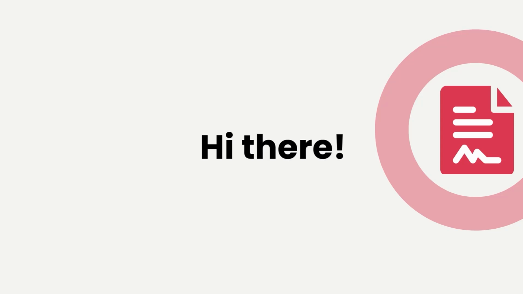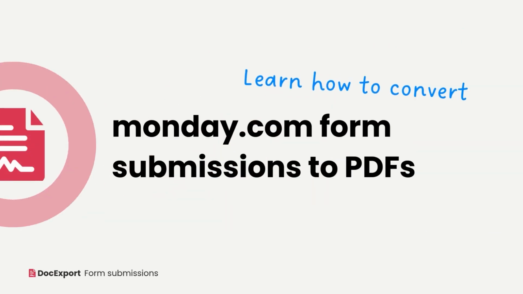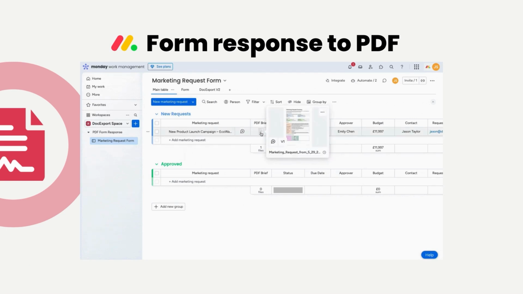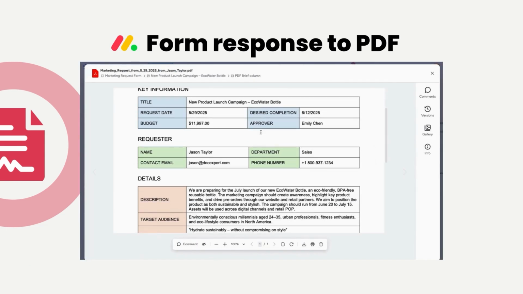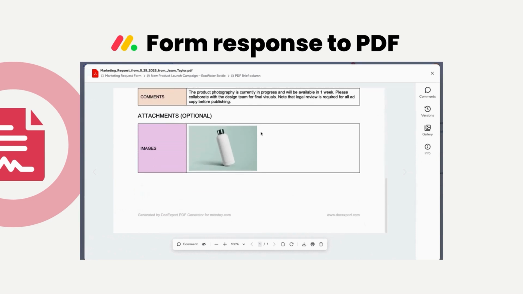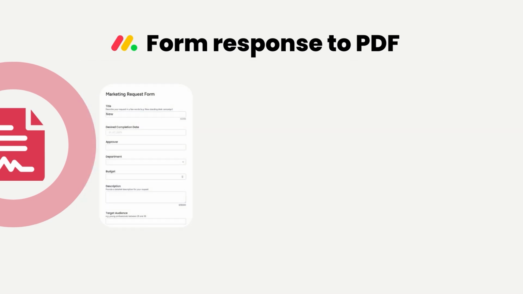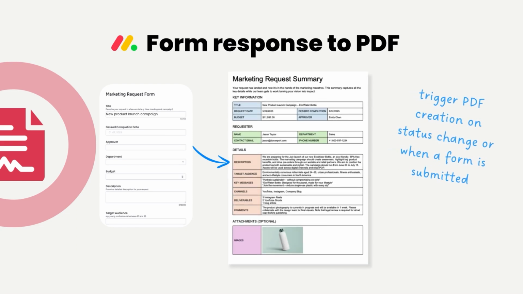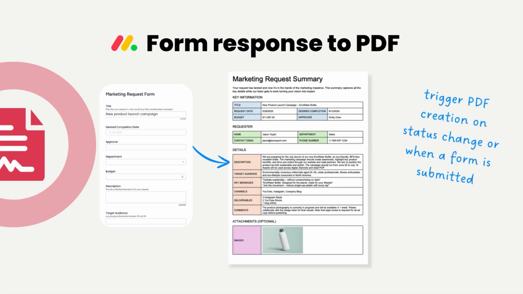Are you struggling with reviewing or sharing detailed form submission entries in Monday.com? Well, form submissions often contain long text fields that are hard to read in Monday.com's board view. With DocExport, you can automatically convert each form submission into a clean, well-formatted PDF, using your own DocX template to match your brand. You can generate PDFs manually or automatically with custom recipes triggered by form submissions, when an item is created or when a status changes.